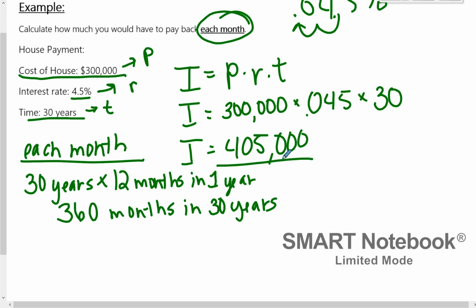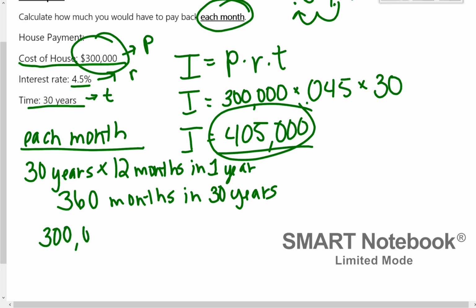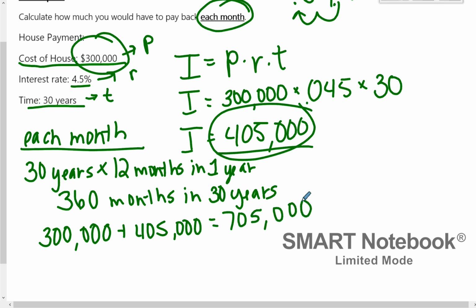Okay. Now what I forgot to do before was to find the total cost that I'm going to be spending on this house. So I'm going to spend the price of the house, which is $300,000, and I also have to spend the $405,000 on the interest because I don't have $300,000 sitting around in my bank account. Okay, so my total price that I'm going to have to pay for this house is $705,000. Okay, that's how much I'm going to have to pay over those 360 months.